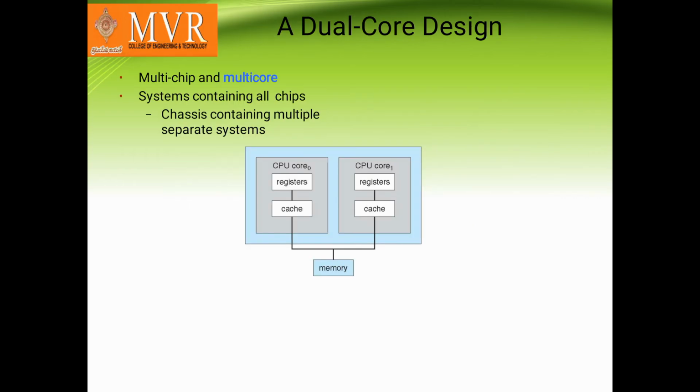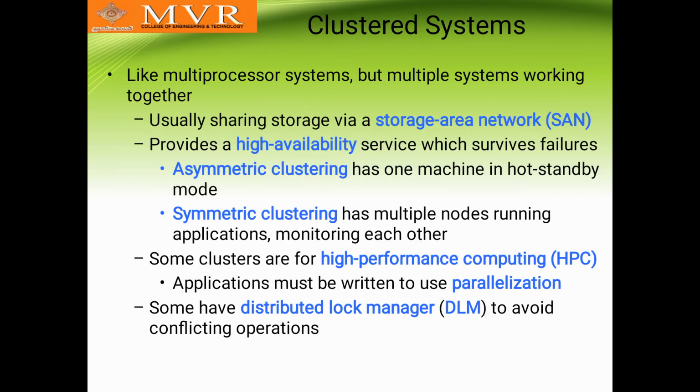A dual core design. In this dual core design, it has multi-chip and multi-core. The system contains all chips. Cache contains multiple separate subsystems. See this picture, here the memory is there. Here there are two cores, CPU core 0 and CPU core 1. So each contains the chip and uses the memory, as a dual core. So the CPU is in a multi-core module design.